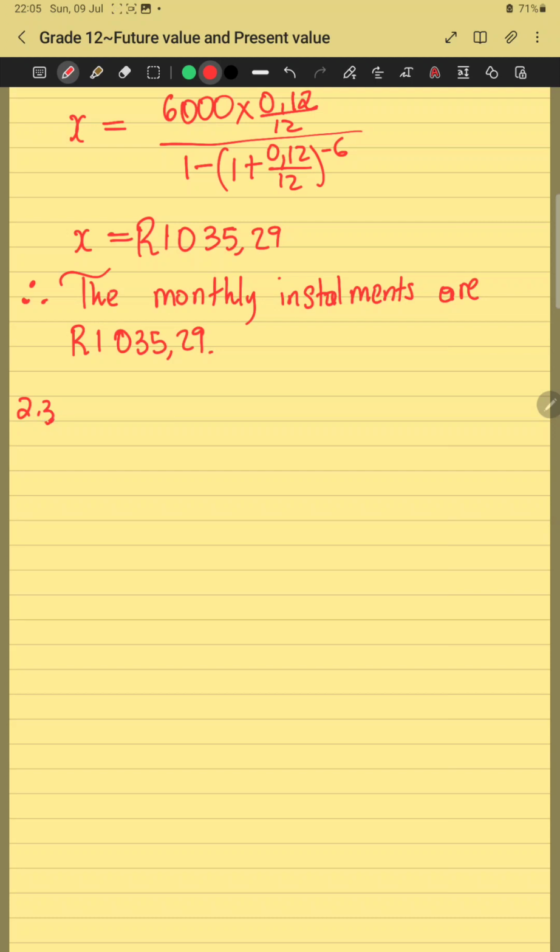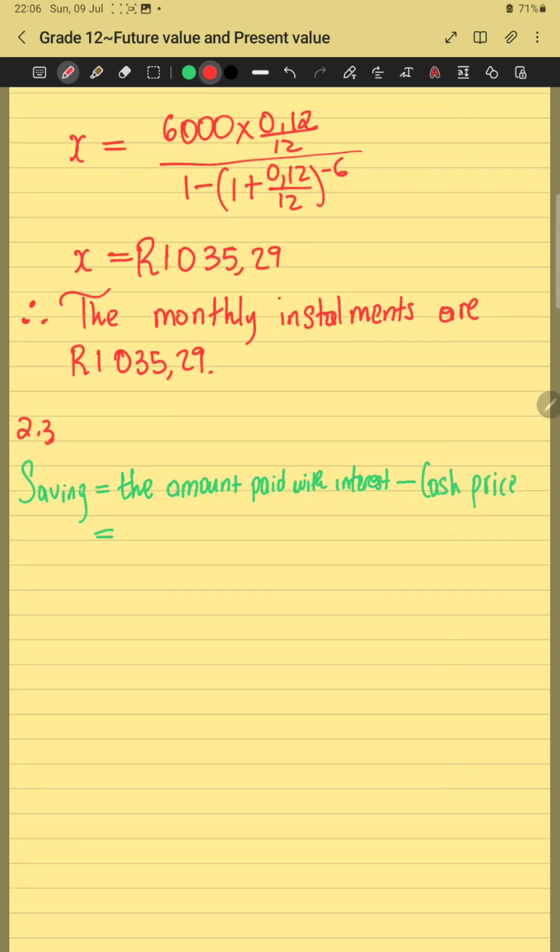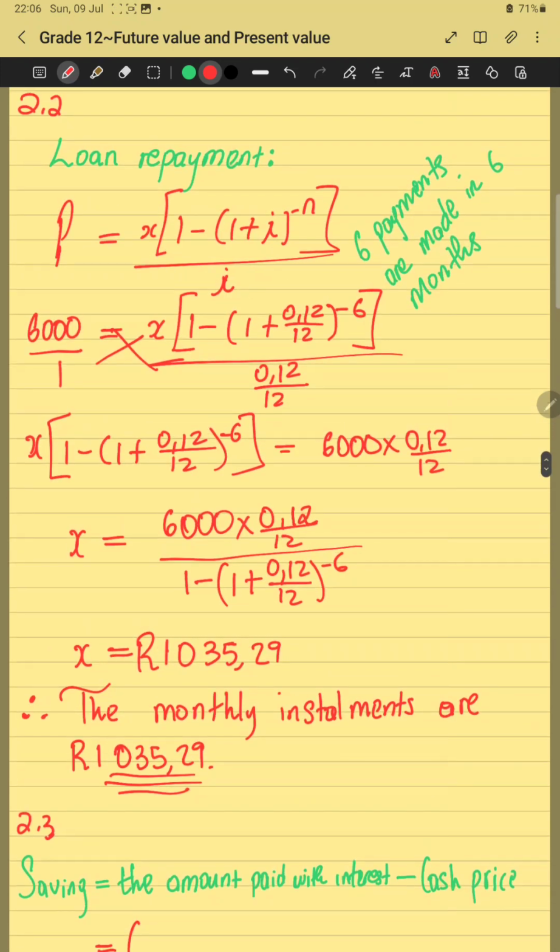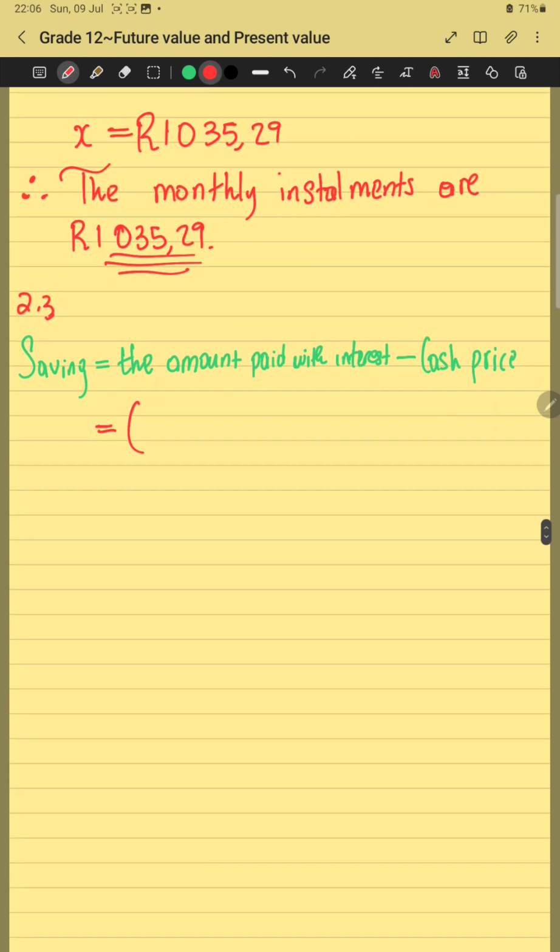So I'm saying this is going to be saving is equal to the amount paid with interest minus cash price. So let me just formulate a formula for you. Well, this is the formula. Then we begin to substitute. Remember the amount paid with interest is this one. So the period, that was 6 payments, which is 6 months.